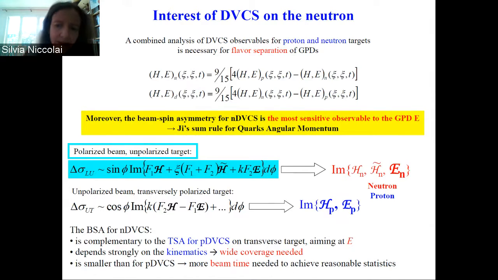On the other hand, the beam spin asymmetry for nDVCS also has a strong sensitivity to the GPD E. It's another E because it's the E of the neutron. It's a different quark combination. But this is the observable that is, let's say, readily measurable with the strongest sensitivity to E.